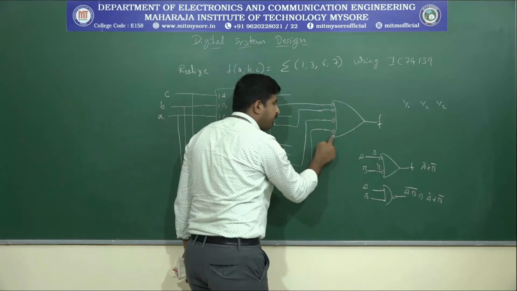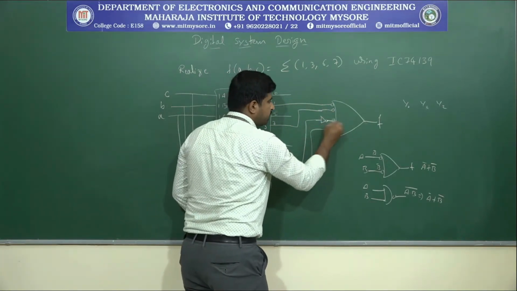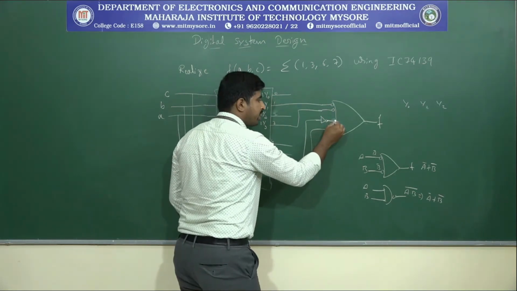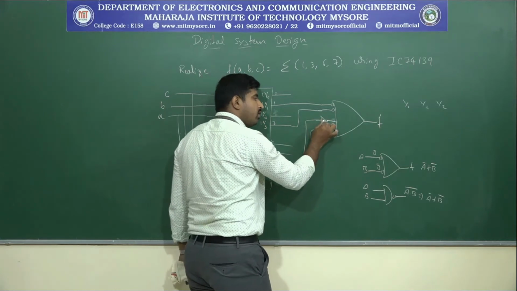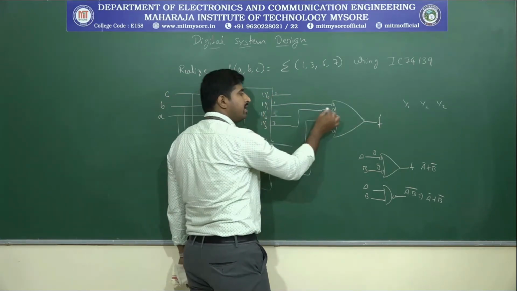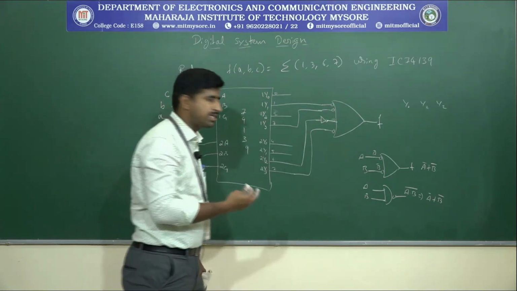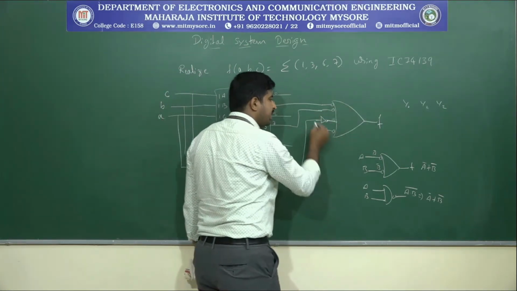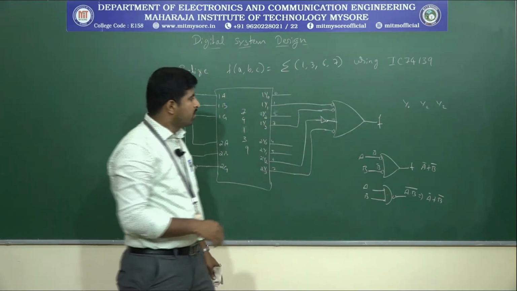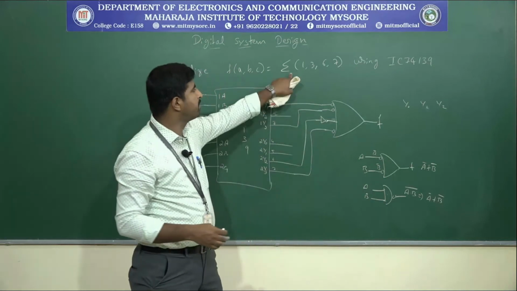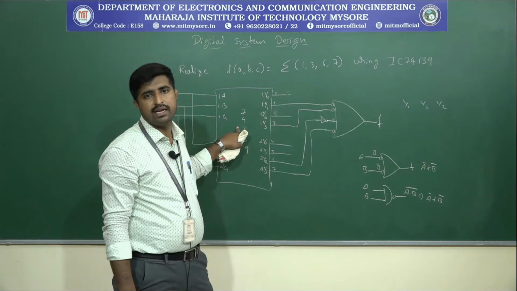Even we can draw a bubble here, or sometimes even a NOT gate. At that time we should not draw a bubble here. Both are the same and hold good: a NOT gate connected to the OR gate, or a bubble connected to the OR gate. Or even we can directly connect a NAND gate, that also holds good. So this is how we can implement a given Boolean function by using the IC 74139.